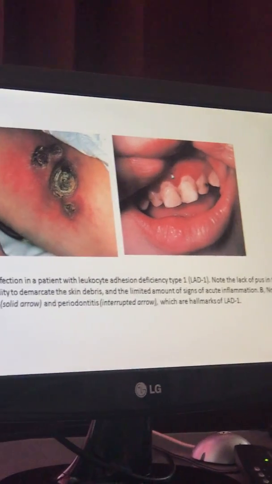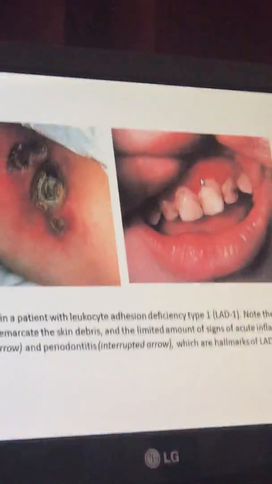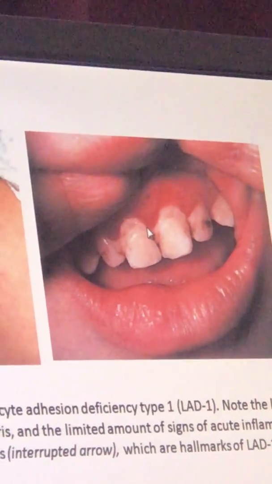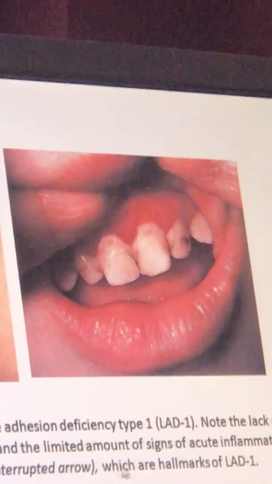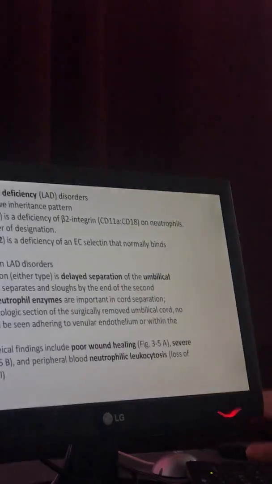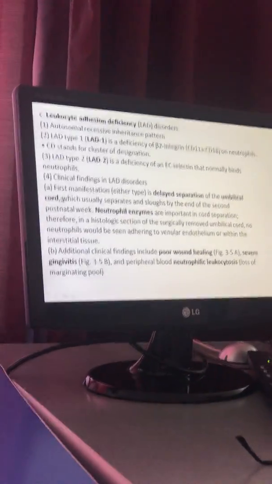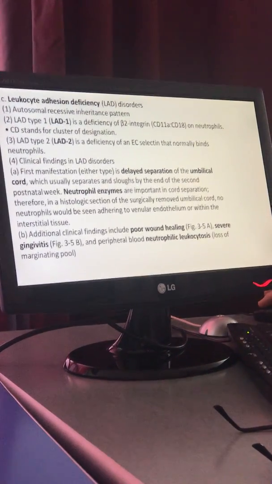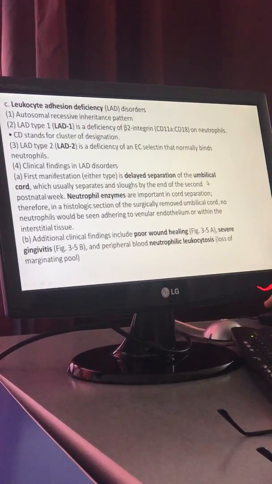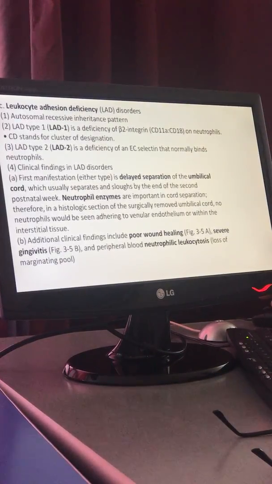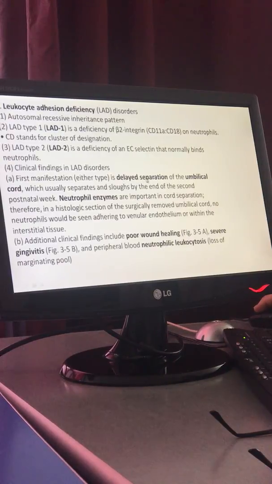Another feature of this disease is having gingivitis and periodontitis, meaning inflammation of gingiva and inflammation of the supporting structures of teeth. So two other features of leukocyte adhesion deficiency are gingivitis and periodontitis. So what is the first manifestation of LAD disorders? It is delayed separation of umbilical cord. In the newborn, the umbilical cord should be separated around 1 week after being born. But in these patients, this separation is delayed.